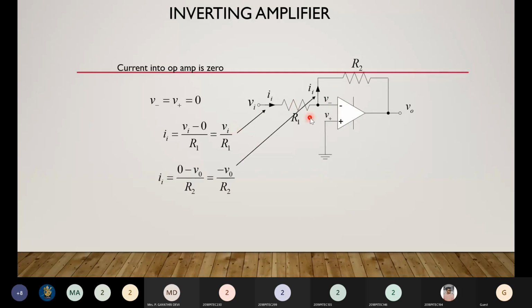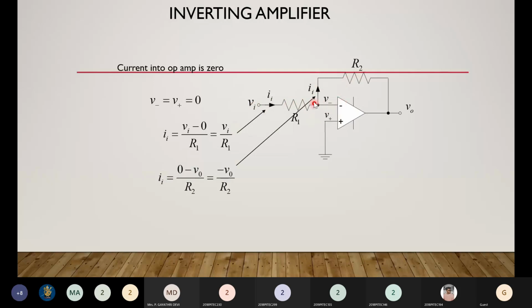Similarly, for the same current, we know no current will enter into the op amp. So whatever I1 current is coming from this source, it cannot enter into the op amp, and therefore the entire current will flow here. We have to always remember the golden rule: no current will enter into the op amp. So when doing the analysis, I assume that whatever I1 is coming from the source, the same current will flow through this feedback path also, since it cannot enter the op amp.